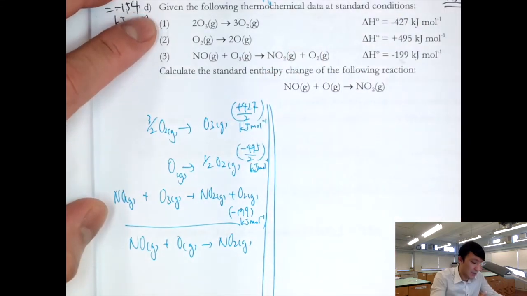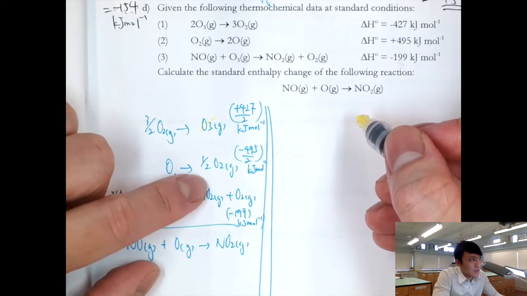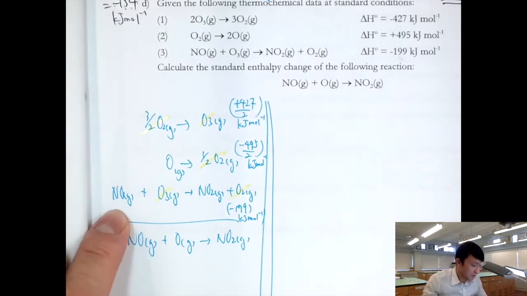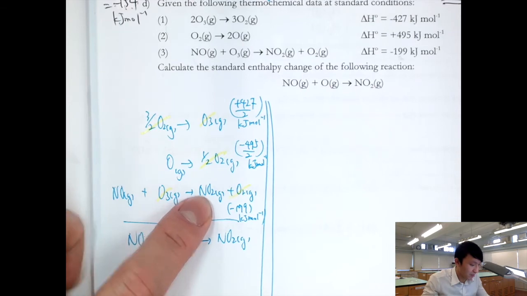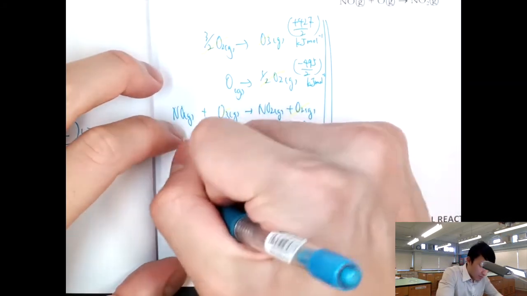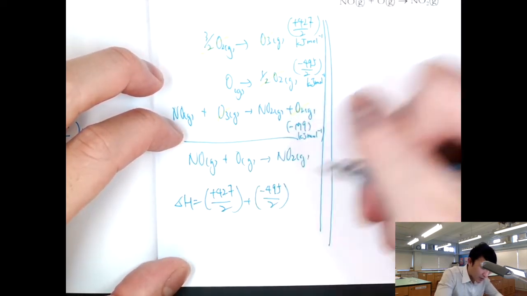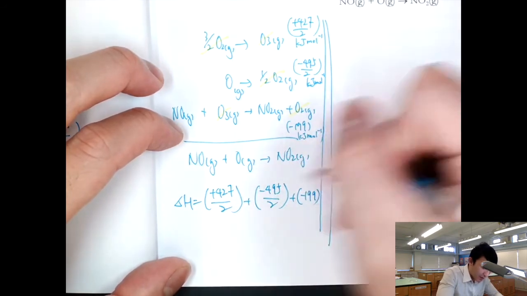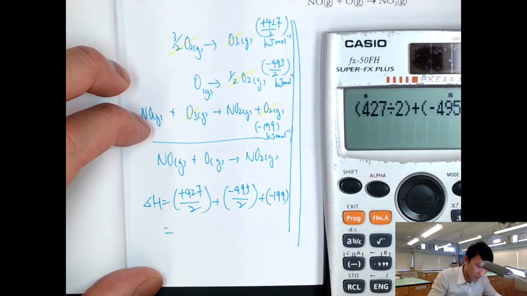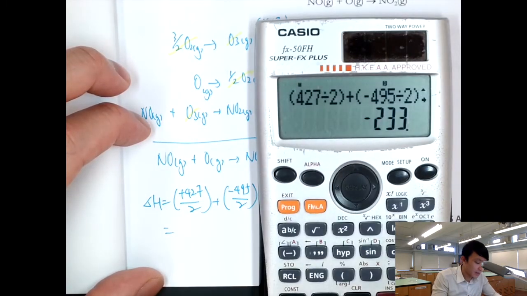Okay, let's see if we can cancel them out. So O3 here is gone. Here 3/2 O2 and altogether 3/2 O2 cancel out. So you see the rest of them is what we want: NO, O, NO2, right? So that should be fine. So down here the delta H equals positive 427 divided by 2 plus negative 495 divided by 2 plus negative 199 equals 233. Okay?